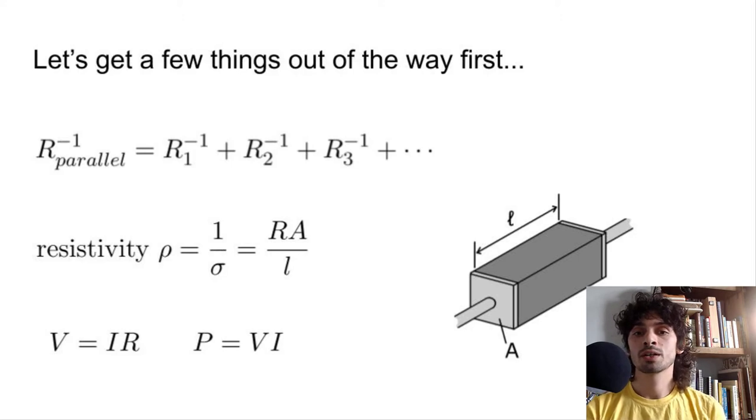If you have one of these rectangular blocks with a cross-sectional area A and length L, its resistance is going to be equal to its resistivity times the length divided by its area. You can think about it like a pipe with some cross-sectional area and some length. The wider the pipe, the faster a liquid could flow through it. In other words, lower resistance.